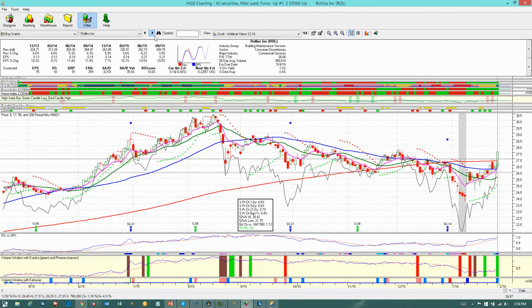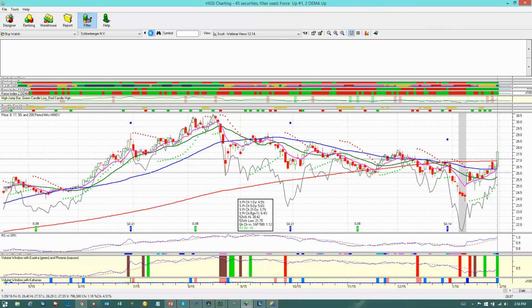Rollins, building maintenance, pullback, broke above its moving averages. Surprisingly not in the squeeze. Kahuna's pocket pivots. Great earnings per share growth after this coming quarter. Next earnings not until May, small dividend.